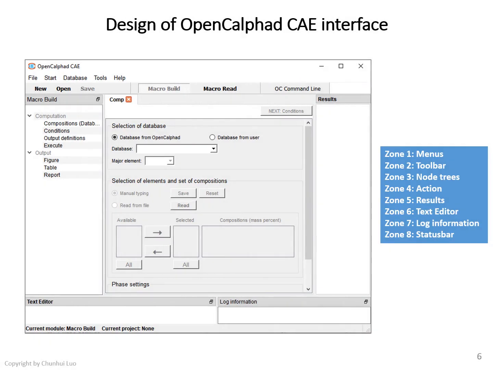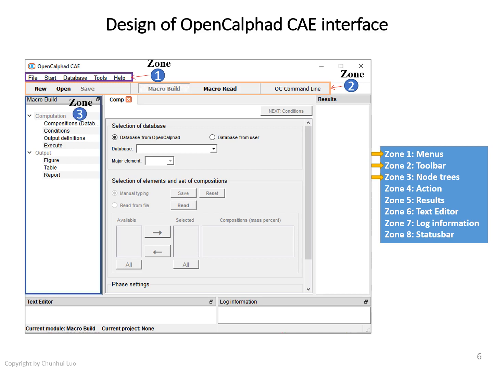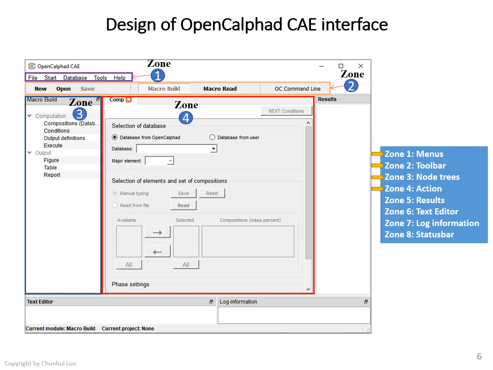The window is snapped to 8 zones according to the layout. Zone 1 is the Menus Zone, which includes File, Start, Database, Tools and Help. Zone 2 is the Toolbar Zone, which includes New, Open, Save, Macro Build, Macro Read, and OC Command Line. Zone 3 is the Node Tree Zone, which includes 2 sections, Computation and Output. Zone 4 is the Action Zone, which consists of individual tab widgets that correspond to the content in Zone 3.